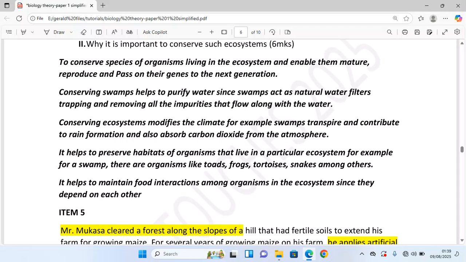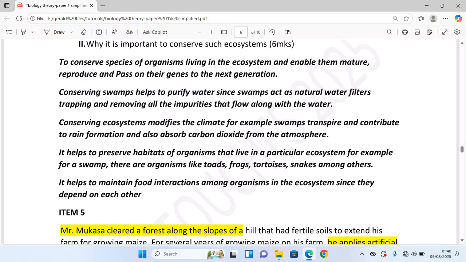Then the problem comes here. Why is it important to conserve such ecosystems? We tend to get responses on this item and we focus them on man. Everything we get revenue, the government collects foreign exchange, all those we get food from there. Here in biology, let's consider the environment in general. How is the act of conserving the environment important to the whole environment and the populations of organisms in it?